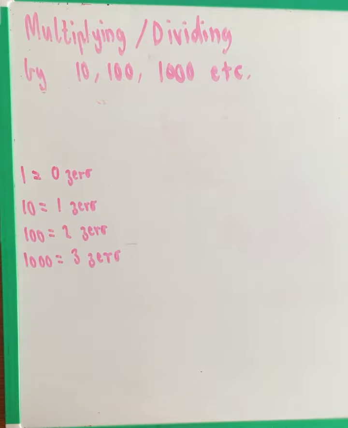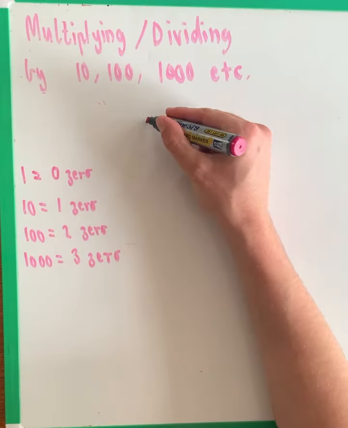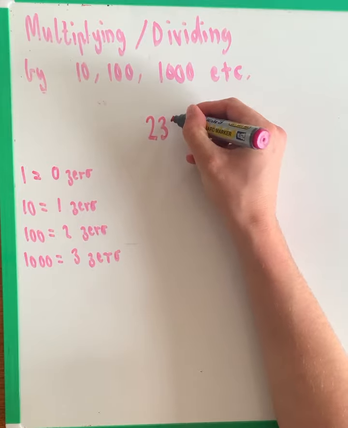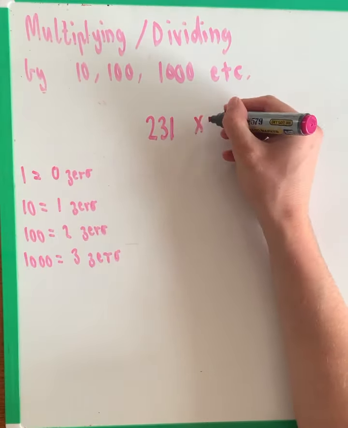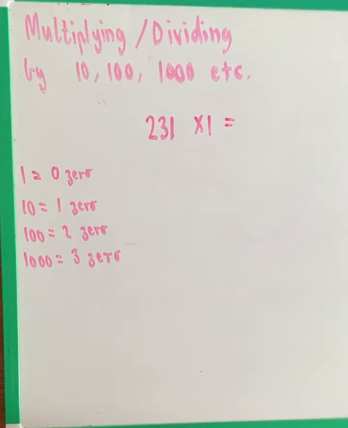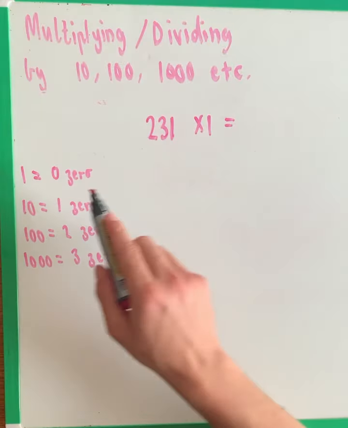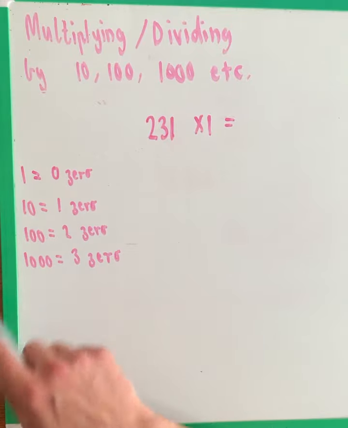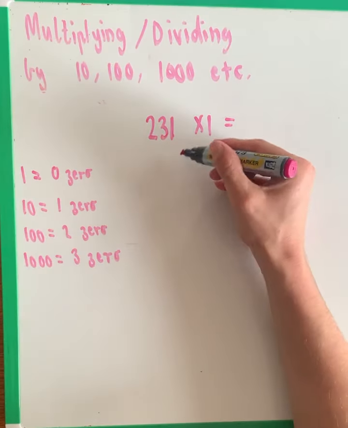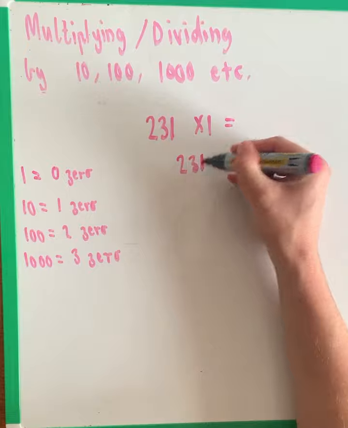So I'm going to start with multiplying first. So here's a number, 231. Now, if we were multiplying by 1, and most of you probably know this, we just keep the number as it is. I don't need to add a 0 on, and you'll see how it changes as it goes along.